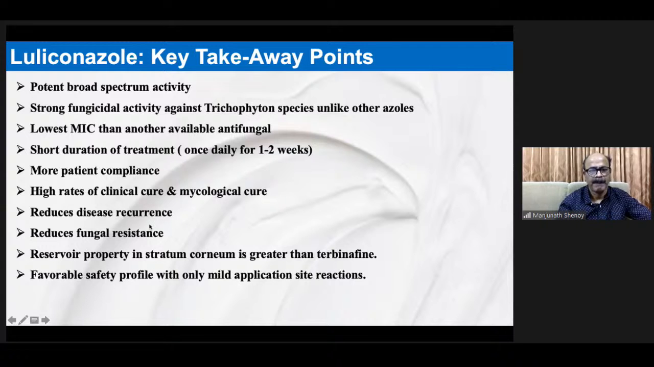Because of all these properties, liliconazole should be considered as probably a top priority topical antifungal. It's a little expensive molecule, we all know that, but it has these advantages. Relatively newer molecules are generally more expensive molecules, and one should understand that this could be the reason why it's expensive.